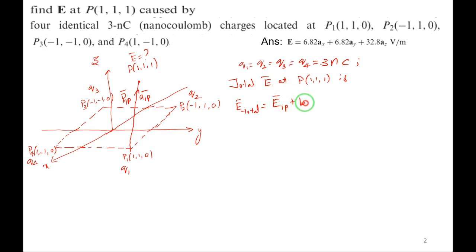E1P. Then due to second charge E2P. Due to third one E3P. Then due to fourth charge E4P. So call this as equation 1. Then next our job is to find out E1P, E2P, E3P and E4P separately, and then add them. So we'll try to find out.